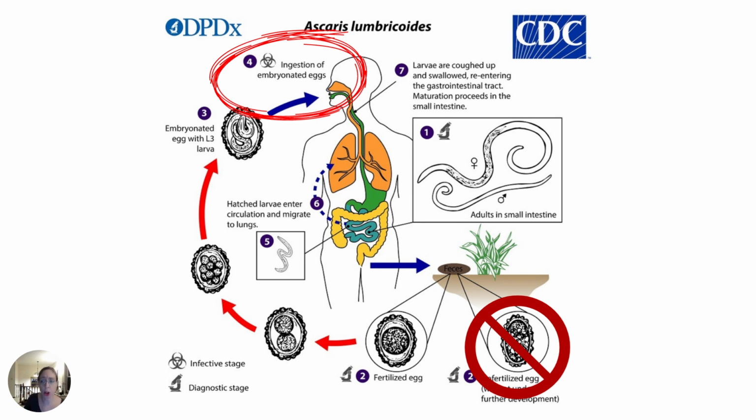So when the eggs are swallowed, they're stimulated by the gastric juices in the stomach. They then hatch in the duodenum, and then they migrate to the cecum, which is down in the colon. And so from there, the immature worms burrow through the epithelium, think of that thin lining of the colon, and they enter portal circulation and travel to the liver.